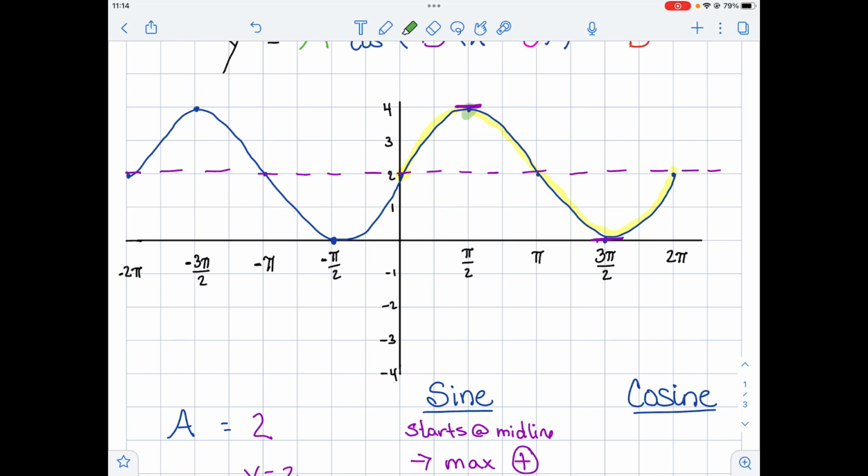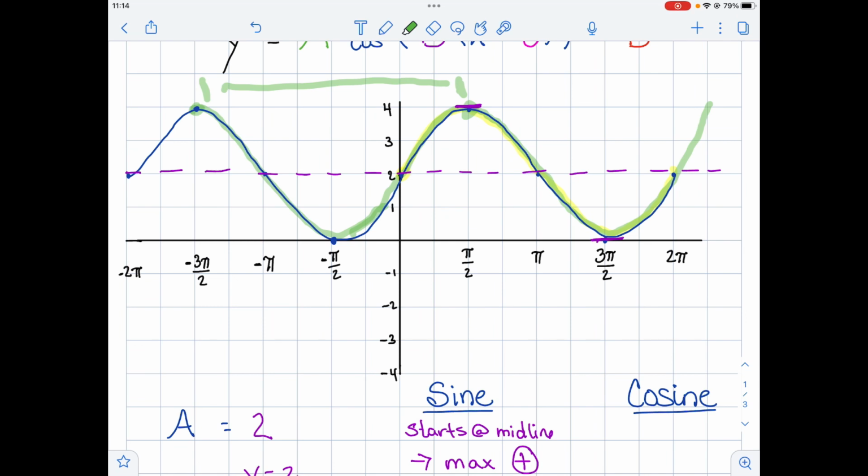So we could say if we started up here at the max, and we go one full cycle, we would actually come back to the max. That would be a cosine. Now we could see it over here as well. If we started at the max and we went down and came back up till we got to the max again, this is one full period or full cycle. Okay, so that helps us find our B value.